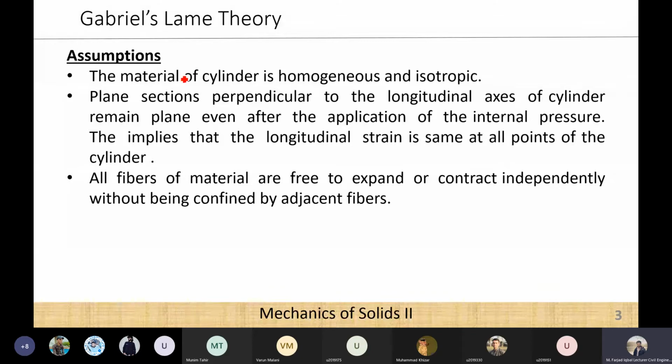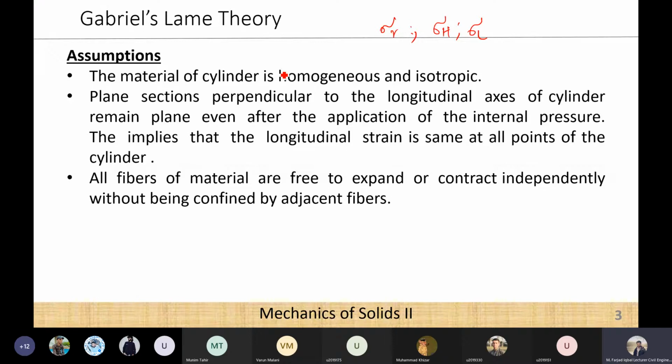We were talking about the thick cylinder, and initially we were discussing the differences between the two types of cylinders. Now we are going to derive some correlations for the calculation of radial stresses, hoop stresses, and longitudinal stresses. For that, Gabriel Lamé proposed one theory, and every such theory or derivation process needs some assumptions, and the purpose of these assumptions is to make things convenient and workable for all the stakeholders.